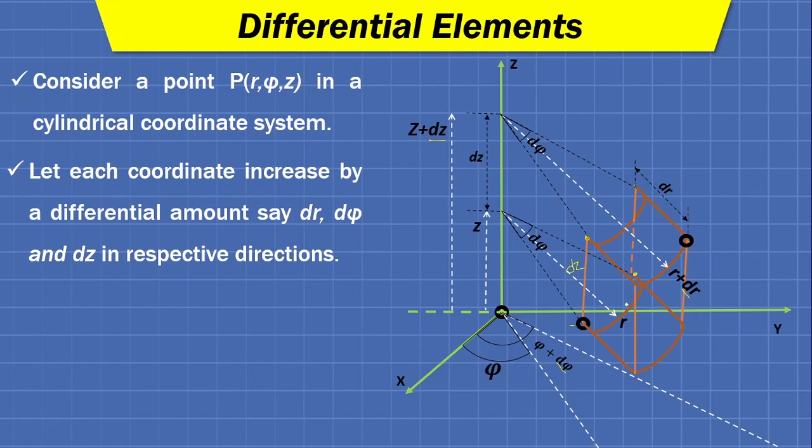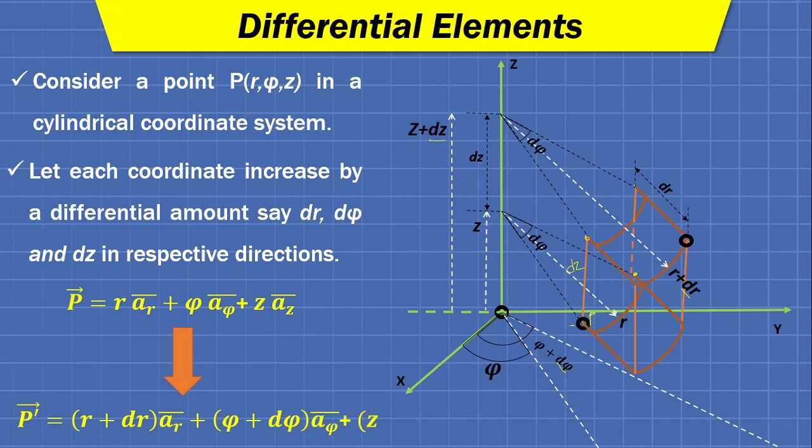Fine. So for the differential length, the position vector of P can be represented as P bar equals r ar bar plus phi a phi bar plus z az bar, that is the initial coordinates of the point. And by increasing its coordinates by differential amounts, the position vector of P prime, here this point is P and this point is P prime, will be r plus dr ar bar, phi plus dphi a phi bar, and z plus dz az bar. We have increased the differential amount in the respective direction.